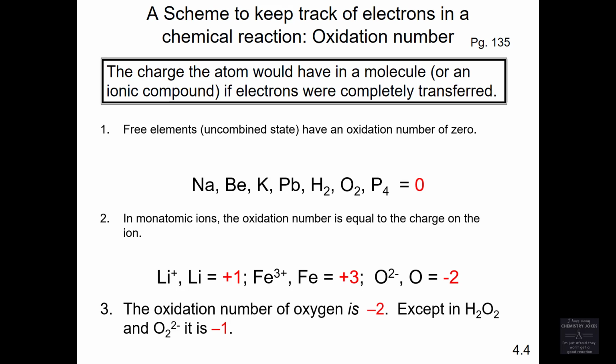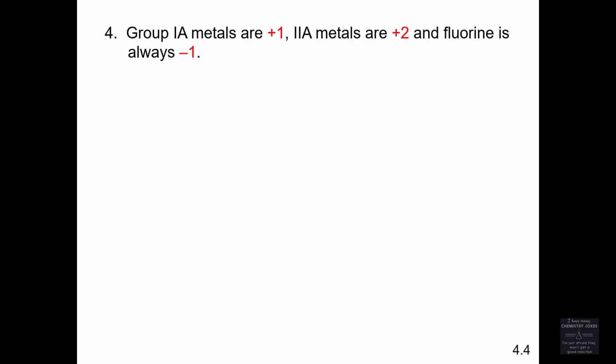Oxygen almost always has an oxidation number of -2. The times where it doesn't are in H2O2 and O2 2-. In those two compounds, oxygen has an oxidation number of -1. When it's a diatomic up here in its uncombined natural state, it's a 0. Otherwise, oxygen is a -2. All the group 1 metals, that's lithium, sodium, potassium, those are +1. Group 2 metals, calcium, magnesium, strontium, those are +2, and fluorine is always -1. The other halogens can change depending on what they're connected to, but fluorine is always -1.